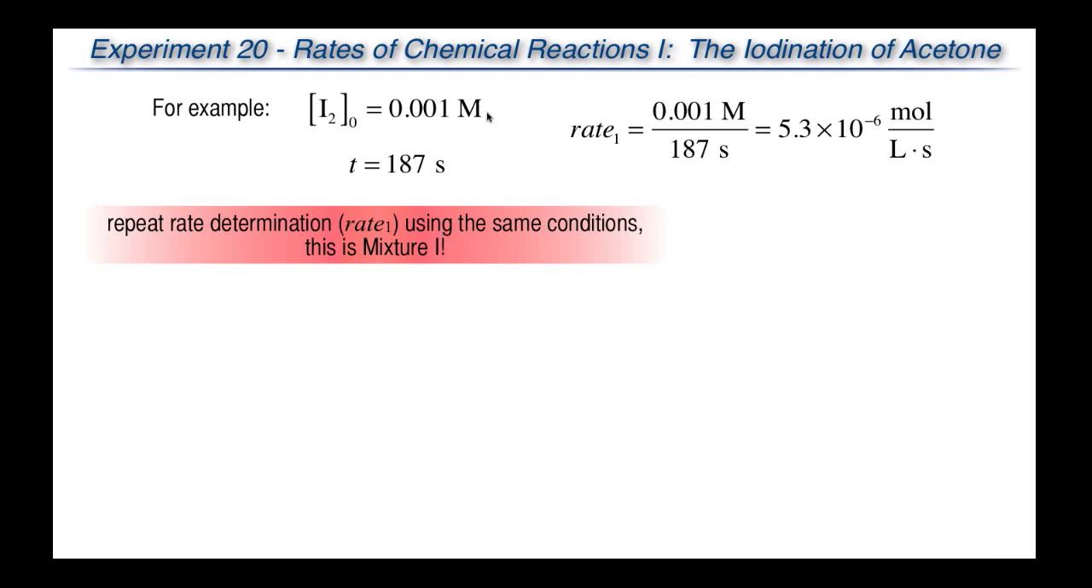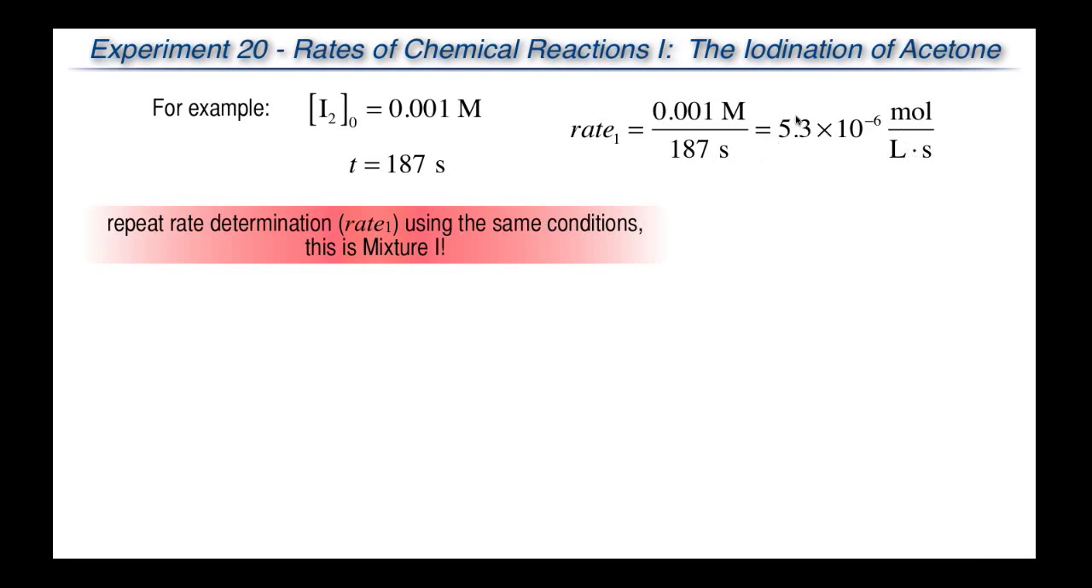So we collect some data as described in the lab manual procedure, which is actually fairly clear. Let's say we have our initial concentration of iodine, as we calculated on the previous slide, to be 0.001 molar, and we measure a time of 187 seconds for the color of iodine to disappear. So as we saw on the previous slide, we can express the rate under these first conditions as the concentration of iodine divided by the time that it took to lose the color of iodine, and in this case, we get 5.3 times 10 to the minus 6 mole per liter second.